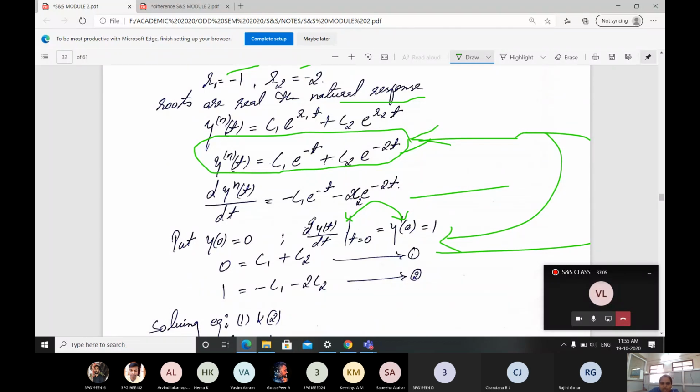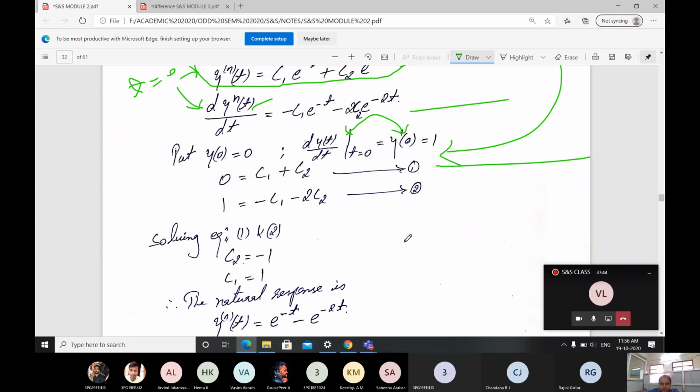Then substitute dy of t divided by dt at t equals 0. What is the value? 1. When I substitute t equals 0 in this equation, it is given already, y dash of 0 is going to be 1, that is equal to, when t is equal to 0, minus c1 minus 2 c2. Only thing you have to do is substitute t equals 0 in yn of t and also dyn of t divided by dt. Then you will get equation 1 and equation 2. Solve for equation 1 and 2.